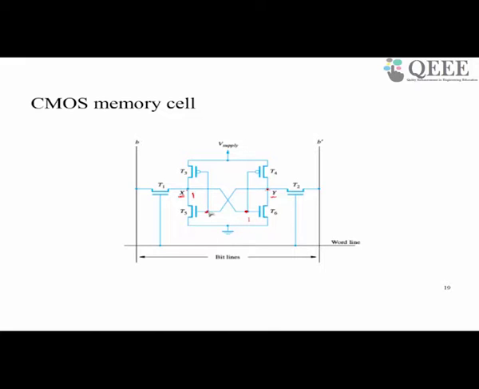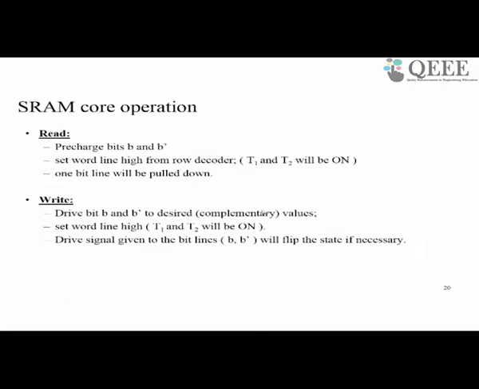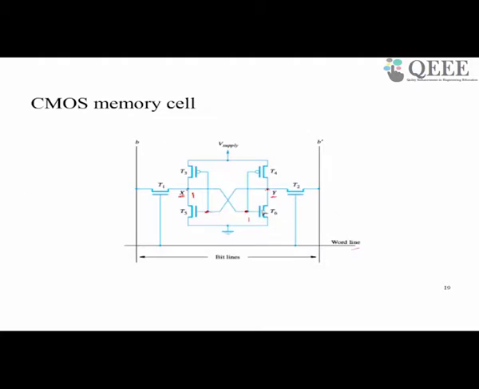Now, for the purpose of reading and writing, we make use of this word line. When the word line is asserted, both transistors T1 and T2 will become on, and then we can do a read or write. The read operation works as follows. When we assert this word line, this line will have X and this line will have Y. One of them will be 1, the other will be 0. By sensing that, we will know what bit is present.